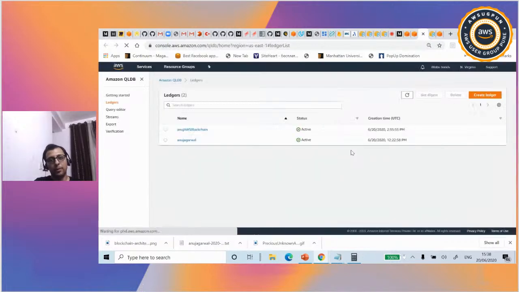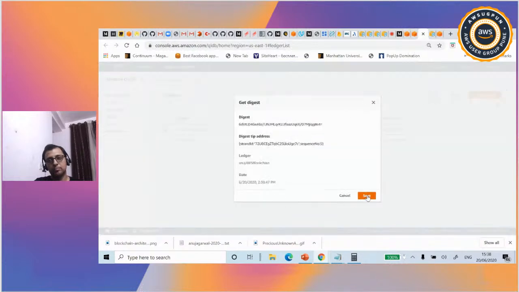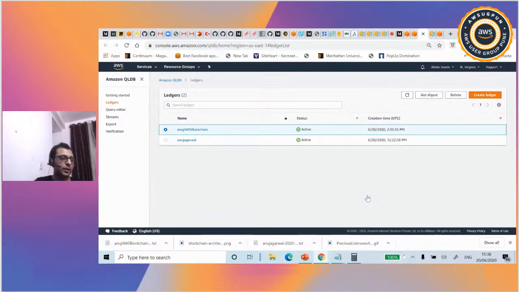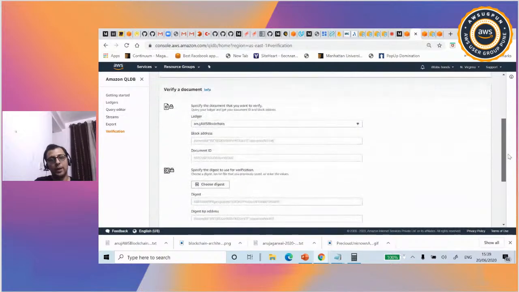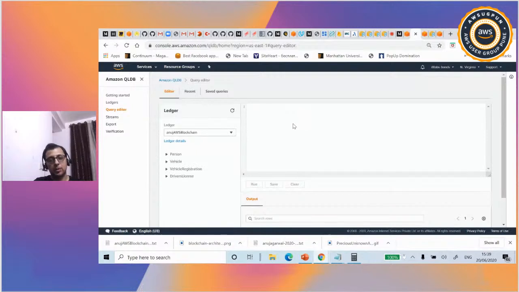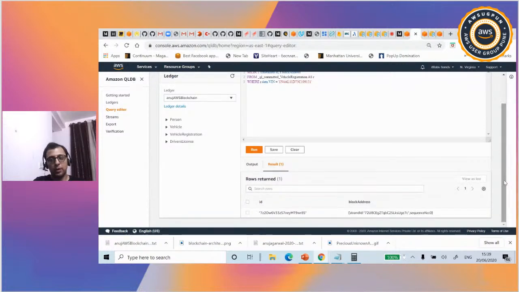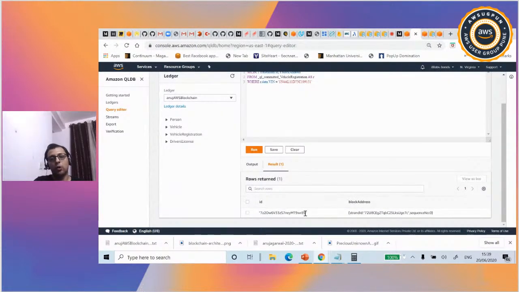So in business scenarios, what happens? You actually save the digest, and when a transaction is made, you share it to the participant, maybe in your S3 bucket or somewhere. Okay. Now, if he does any transaction and the person wants to validate it, first he goes to the query editor and runs the query. When you run the query, you get an ID, the unique ID and the blockchain address for that particular transaction.